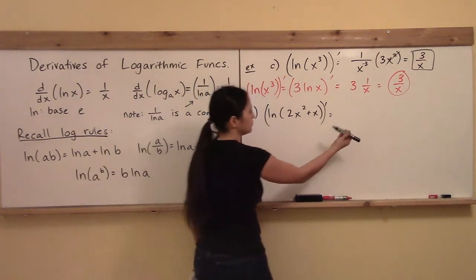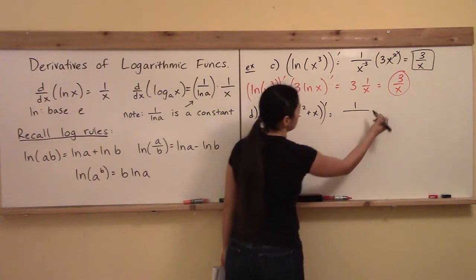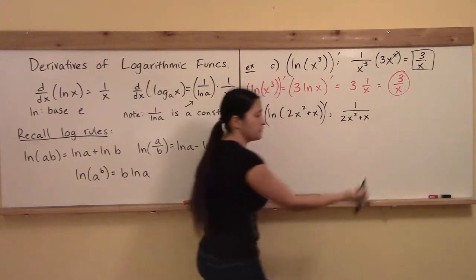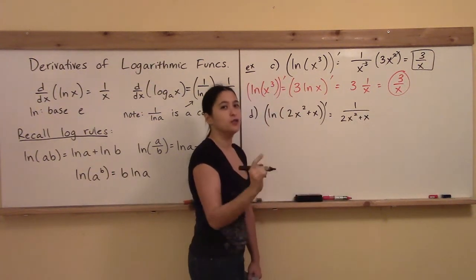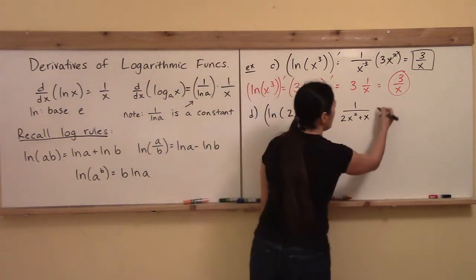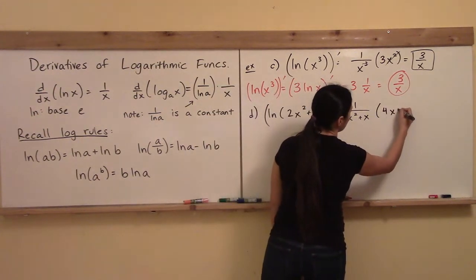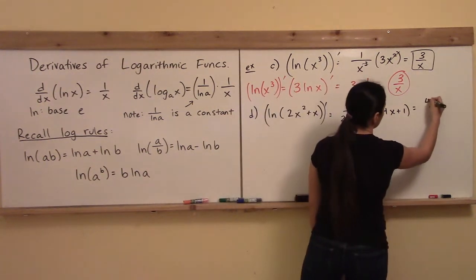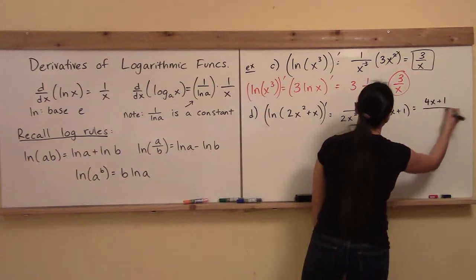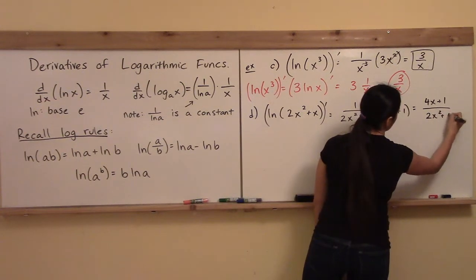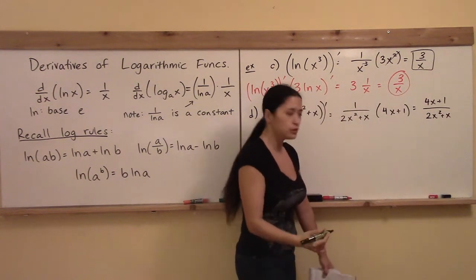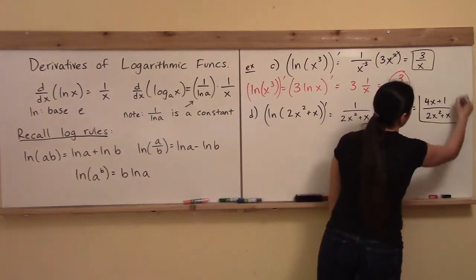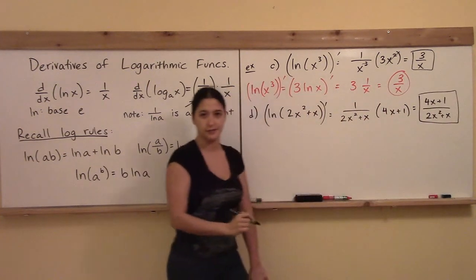So if we just do this one straight away, the derivative of the log is going to be 1 divided by the stuff that was inside the log. Don't forget the chain rule. Then we have to multiply by the derivative of the inside stuff, which is just like that. And so what we get is 4x plus 1 divided by 2x squared plus x. I don't see any like terms that can really cancel on the top or bottom. And so that is what I'm going to box as my final answer.